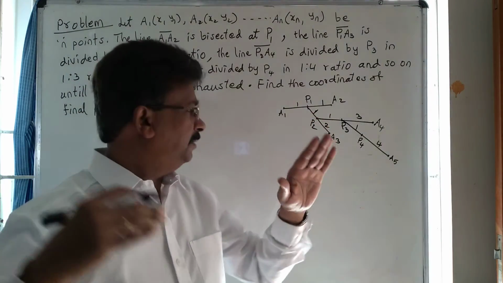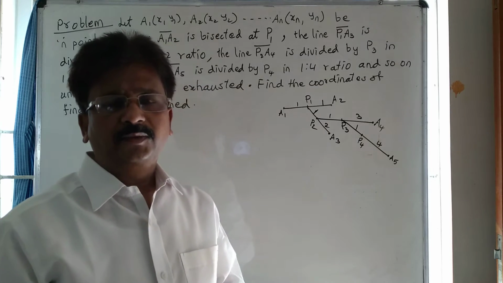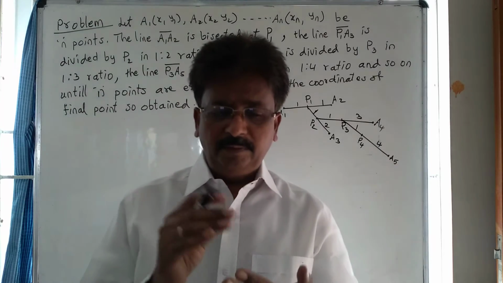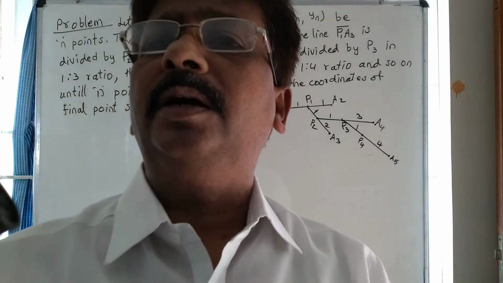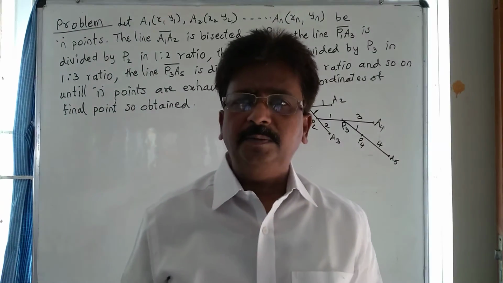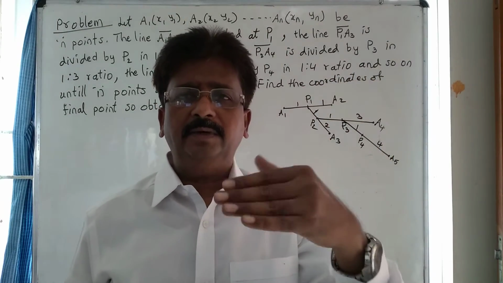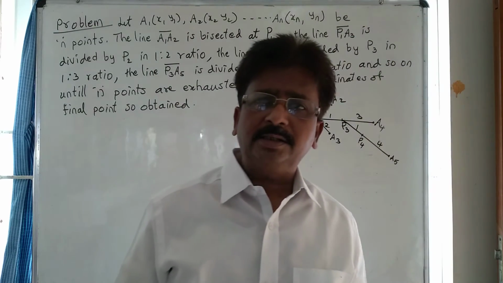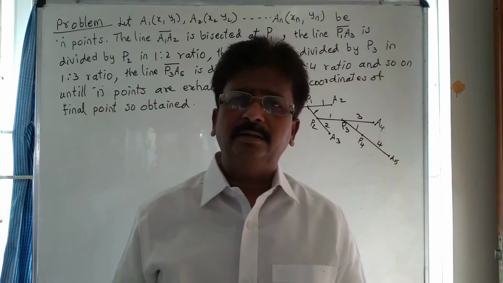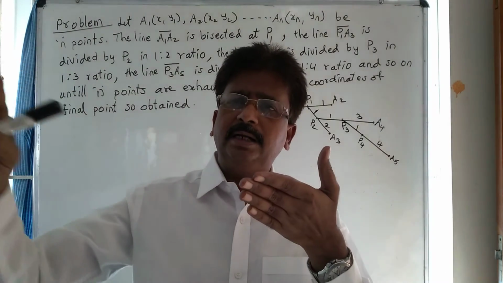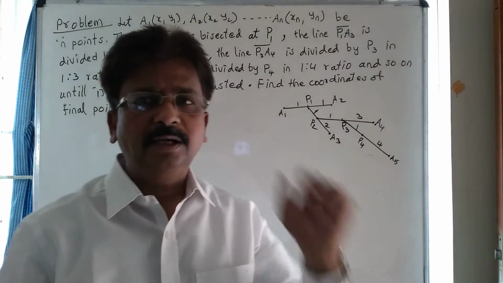After P4 come P5, P6, P7 and so on. The points will continue until all the given points, A1, A2, A3 and so on up to An, are exhausted. How many dividing points are there? P1, P2, P3 and so on are the dividing points. How many dividing points are possible here?